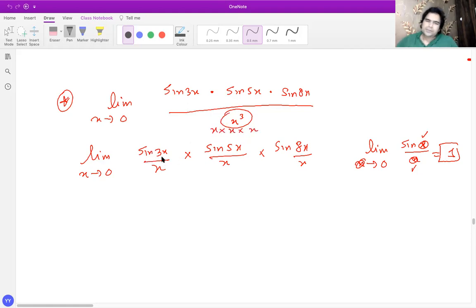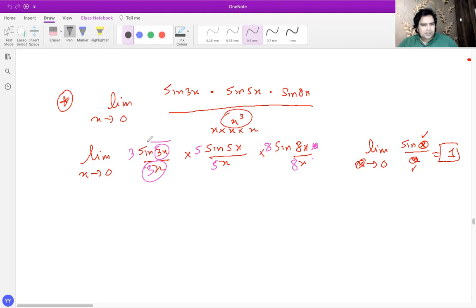Now the next step is to get these angles the same. Here you can see the angle is 3x and here the angle is x. So I multiply this by 3 and divide it by 3, and now you have the same angle. Similarly here, I needed 5, so I multiply by 5 in the denominator. To keep the equation neutral, I also multiply the numerator. Now here I have 8, so you multiply this by 8 and also put 8 in the numerator.